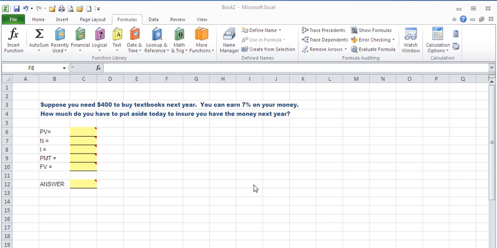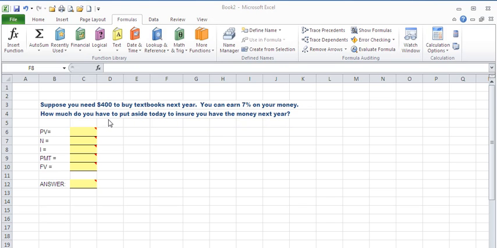Alright, let's look at a present value problem for time value of money. I put together a little sample question. Suppose you need $400 to buy textbooks next year. You can earn 7% on your money. How much do you have to set aside today to ensure you have the money next year?